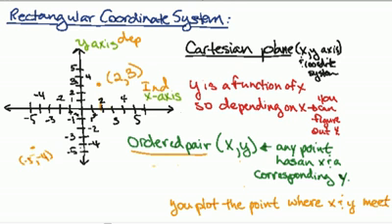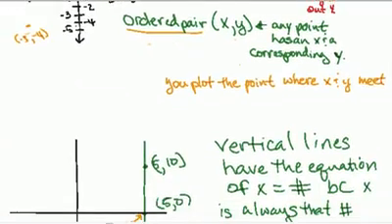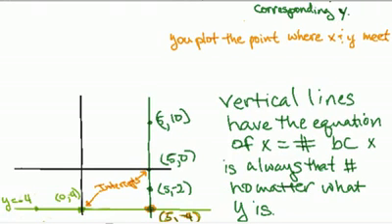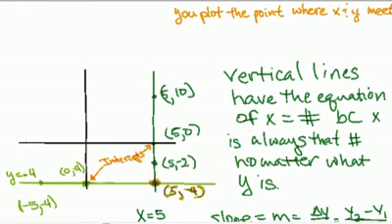Now that we've discussed what points and ordered pairs are, let's move on. You plot where x and y meet. We just did that. Let's look at vertical lines. So a vertical line has the same x value. No matter what y is, x is always the same numerical value.